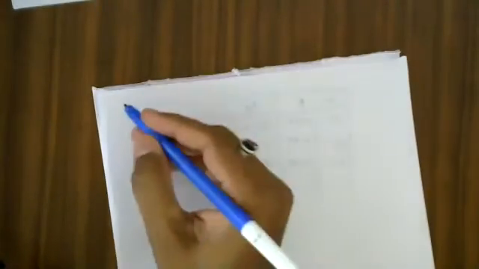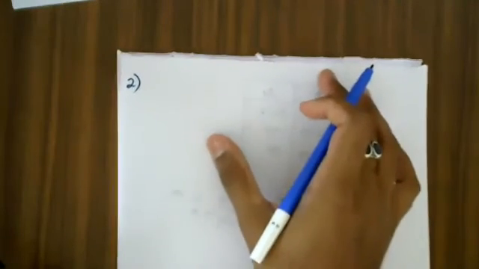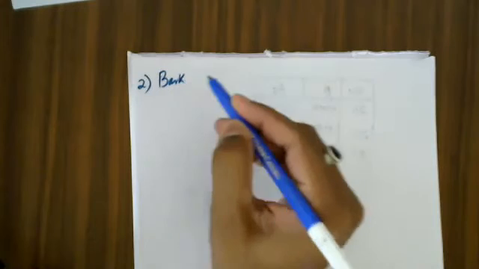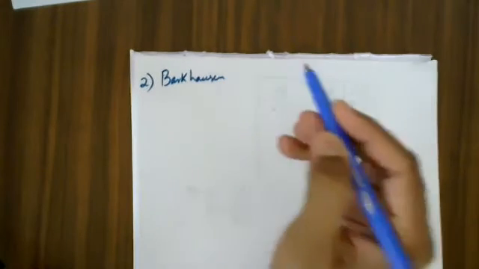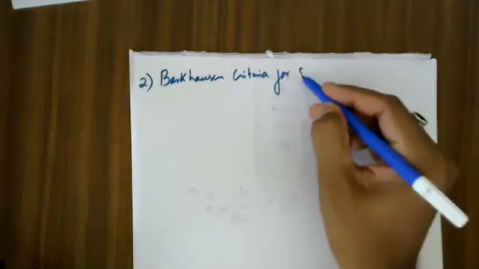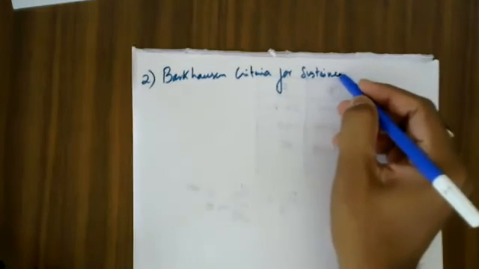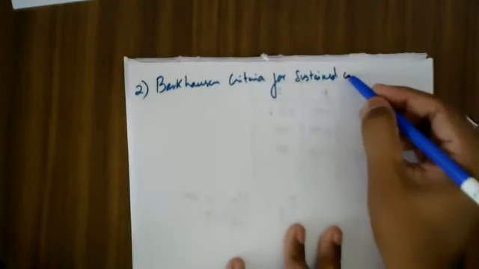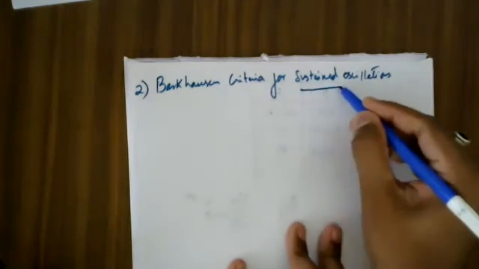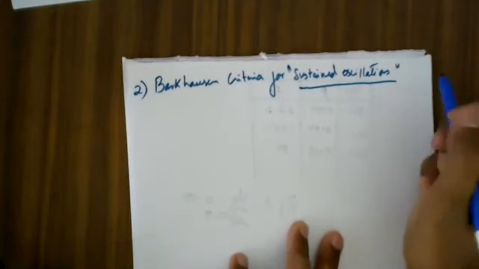Okay. So now we'll go for the second topic of the interaction, which is nothing but the Barkhausen criteria. Barkhausen criteria for sustained oscillations. To be very specific, for sustained oscillation. This term is very important. Sustained oscillations. So this term is self-explanatory. Okay, sustained oscillations. What does this mean?